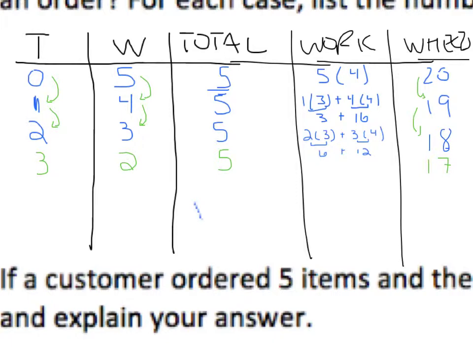Now we can check this, of course. 3 trikes at 3 wheels, and 2 wagons at 4 wheels. Well, that'll give me 9, and that'll give me 8. 8 plus 9 is 17, so we're in business. This pattern is going to be okay.